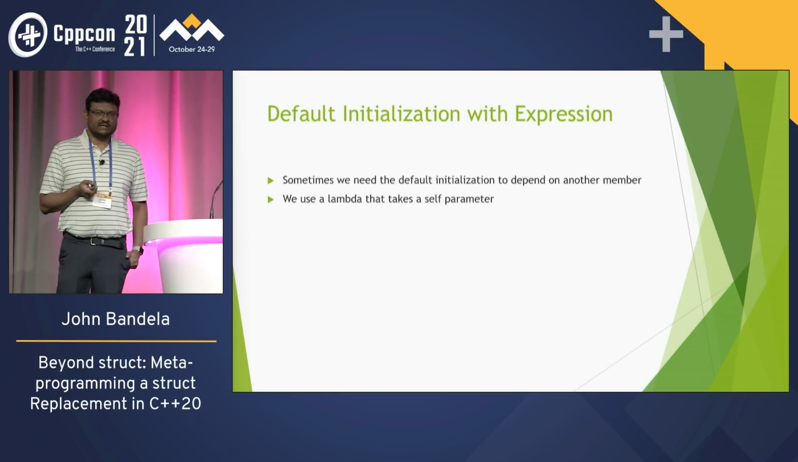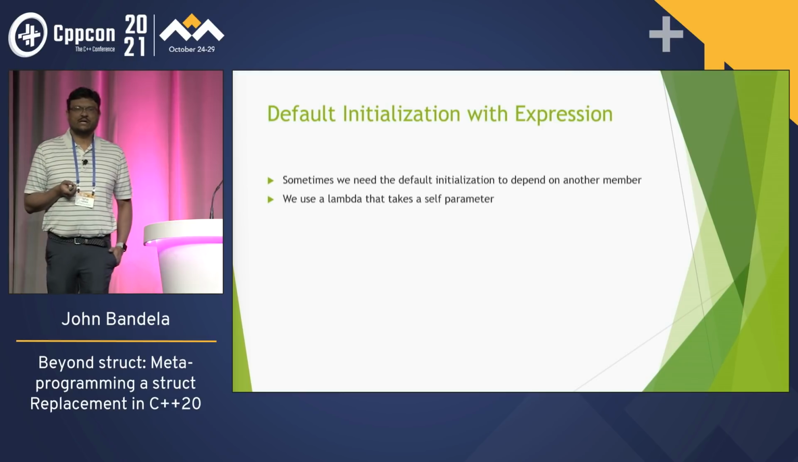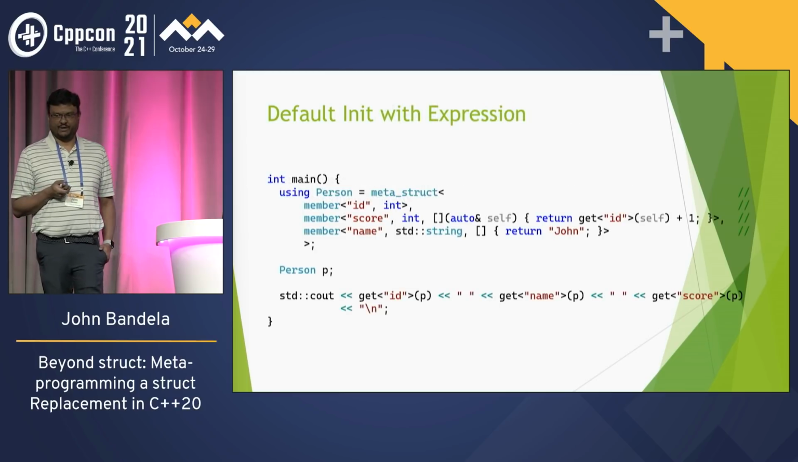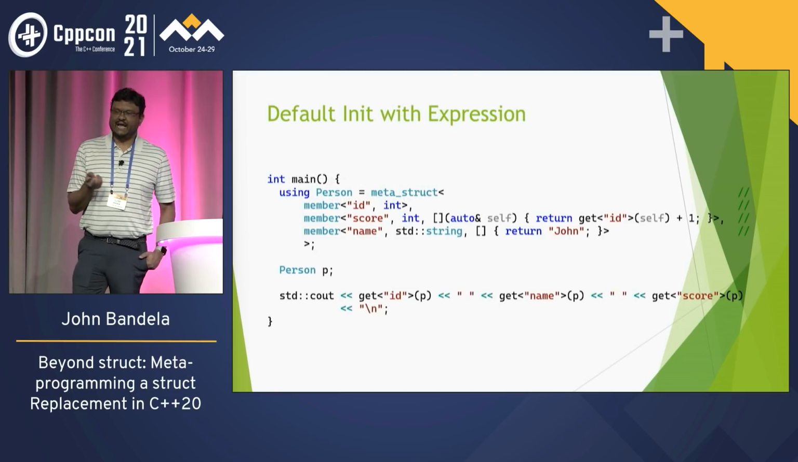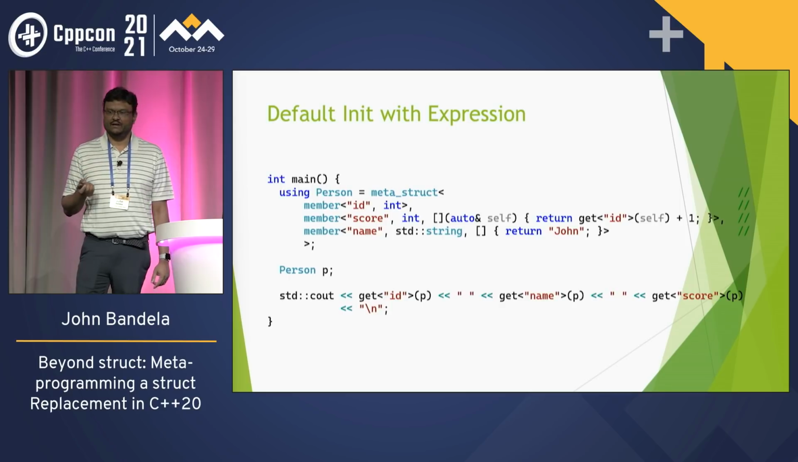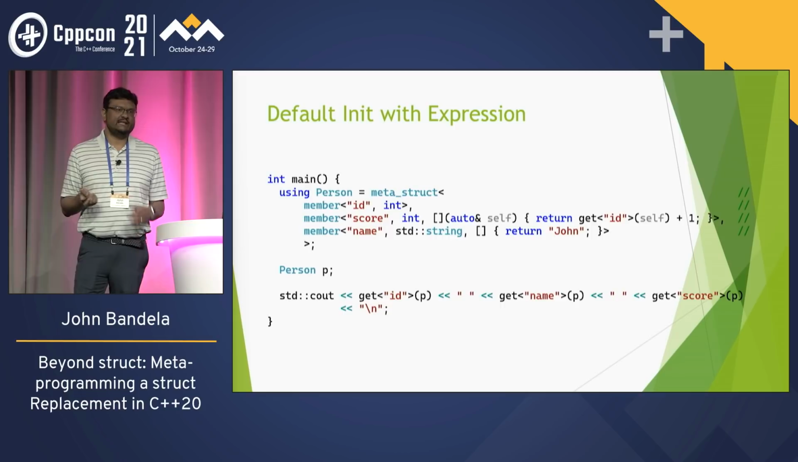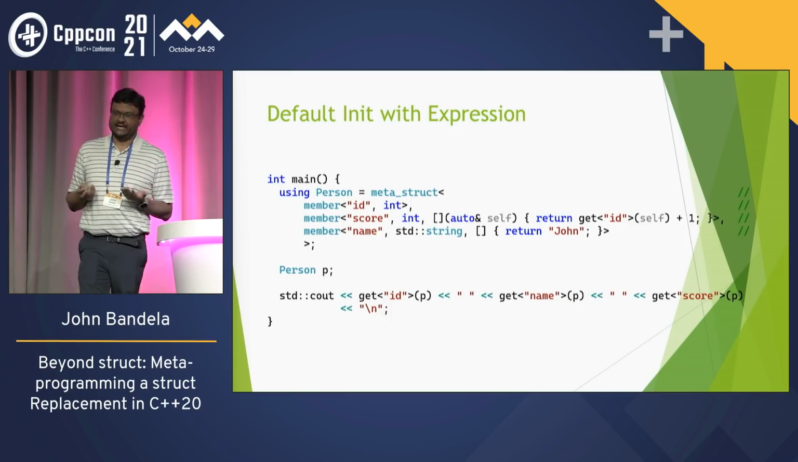However, we may want default initialization with an expression, right? Sometimes we want the default value to be dependent on what the other members of the struct are. So the way we do this, we take a lambda that takes a self parameter. So look at score. We decided, hey, score should just be ID plus 1. So what we do is auto and self, and return get ID self plus 1, right? So we can have both types of lambdas in there. We can have one that just says, hey, I just want to return an abbreviated lambda, so I can just return a constant or some value, or else I can actually use what's passed in self to actually calculate it.